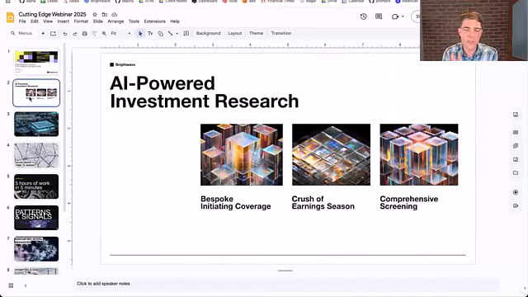I'll pull up this deck here. We see a lot of similar themes when it comes to the kinds of applications for this technology, whether it's bespoke initiating coverage, you're stepping into a new name, want to get up to speed really quickly, understand what's material to this stock. Investors that have large books of coverage, it's earnings season, I need to understand how my thesis is impacted. Breaking news, for example, we see these tariffs coming online. Within my existing portfolio, what is the impact of this development?